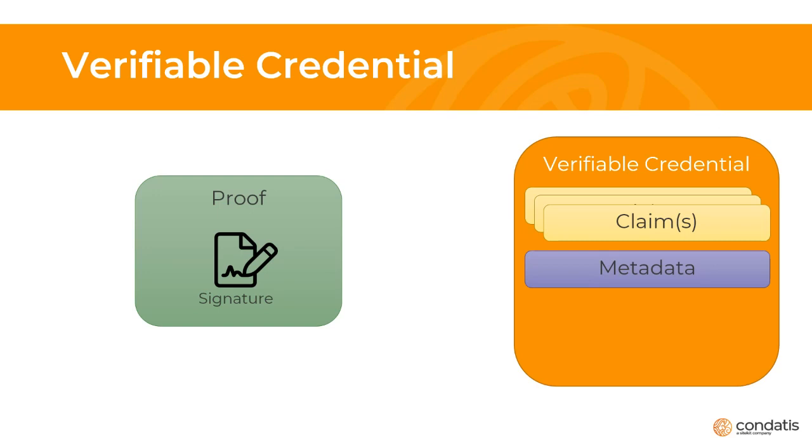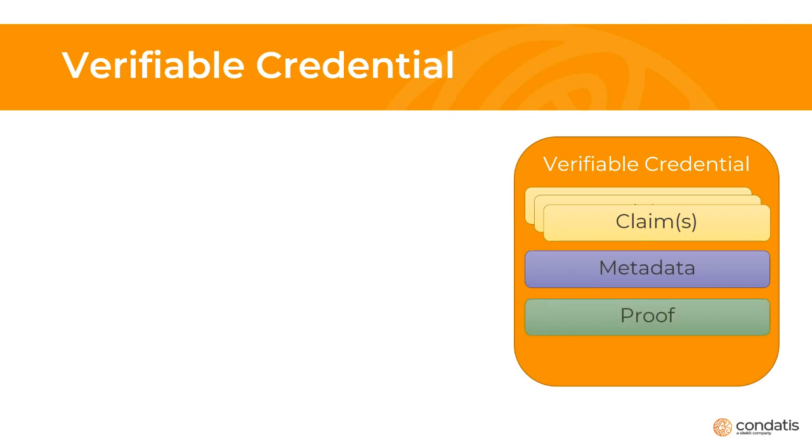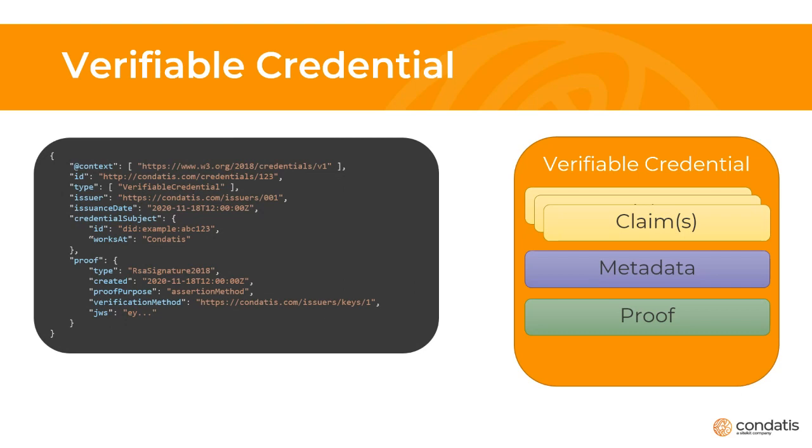The proof details can be embedded with the credential, or the credential can use an external proofing mechanism that wraps the credential. So that's the structure of a verifiable credential as it's defined by the data model specification.